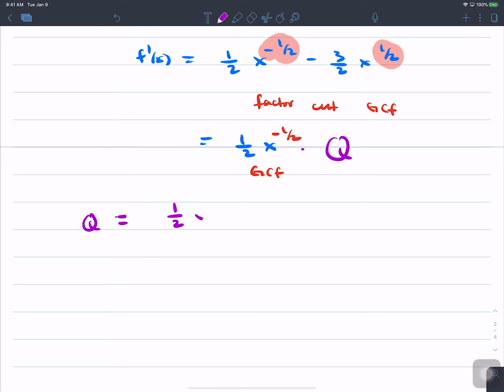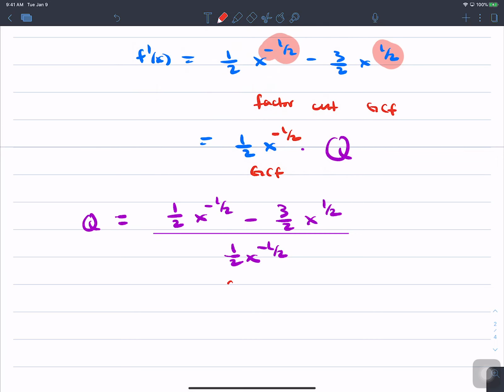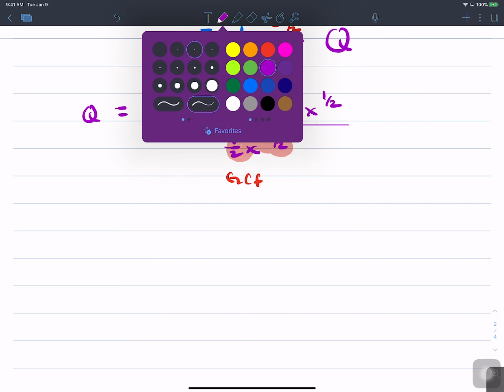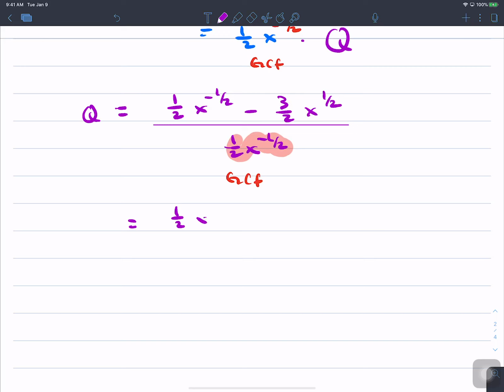And your quotient is found by taking the expression you have to begin with and dividing it by the GCF. Okay, so this is how we get the quotient here. And our GCF is down here. So what happens now is going to be 1/2 x to the minus 1/2 minus 3/2 x to the 1/2. They're both 1/2 x to the minus 1/2. And this cancels.